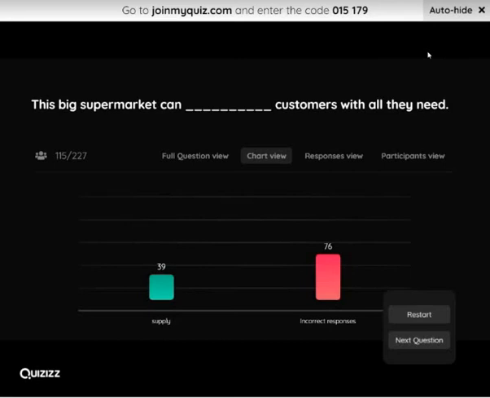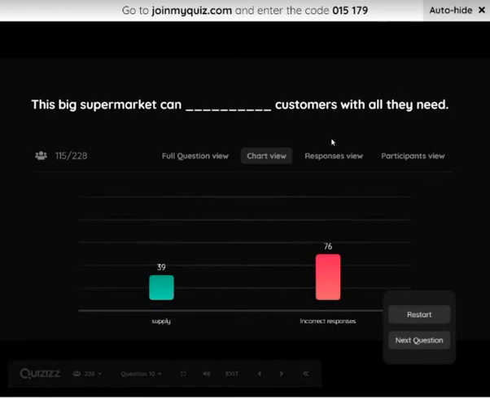But unfortunately, it's not one of the vocabularies that we have in this lesson. So the word is supply. So you can follow supply with. It means that you can always supply someone with something. So you supply someone or something with something. All right. So this supermarket can supply customers, يعني يزود. Okay. بمعنى يزود.